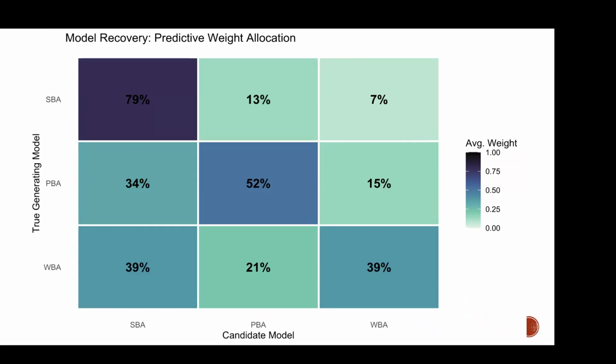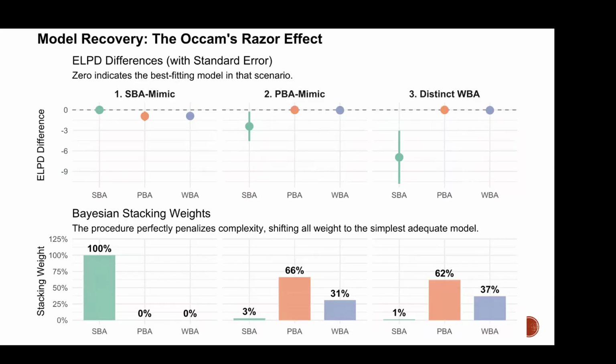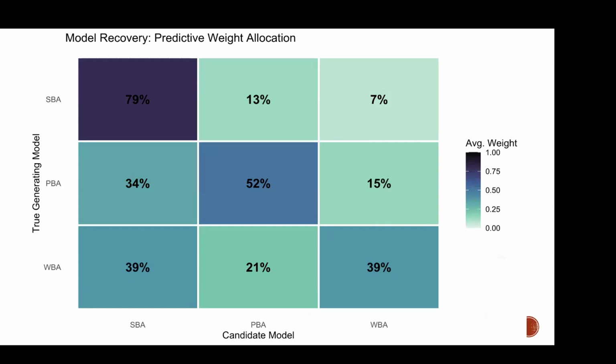When it's generated by PBA, it's mostly confident it's a PBA, but sometimes it's wrong with WBA. And when we get data that's generated from the WBA, it's equally confused that it's SBA as it is with WBA, and slightly less with PBA. So in a sense, just looking at that scenario, we were overconfident in the ability of our model. Right? So model recovery is not that ideal.